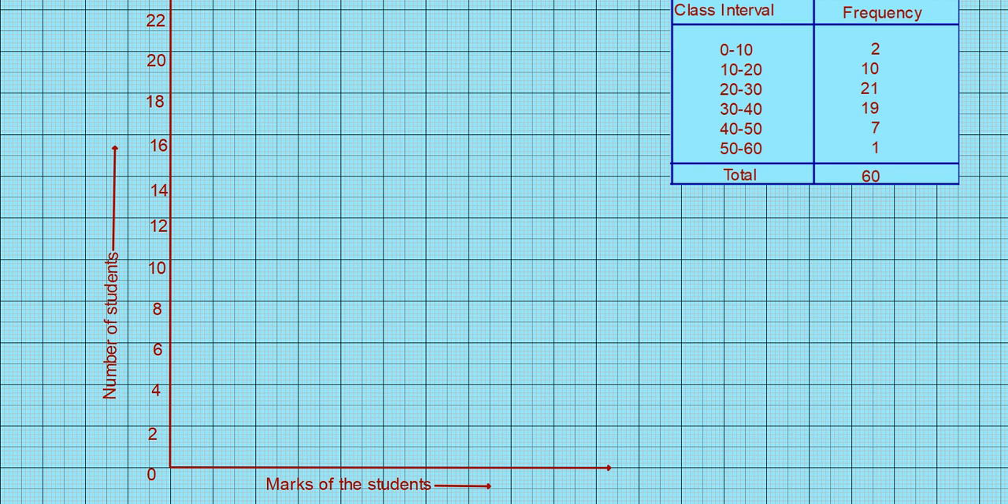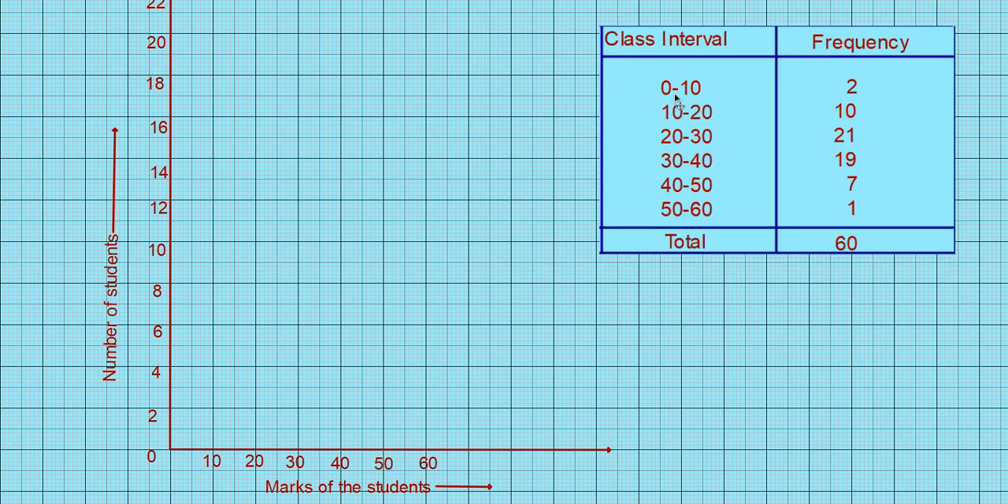Now on the vertical line we can take 0, 2, 4, 6, and on the horizontal line, the marks of the students, we can take 0, 10, 20, 30 etc. Now look at the table. 0 to 10, 2 students. So 0 to 10 is the marks, and the number of students is 2.